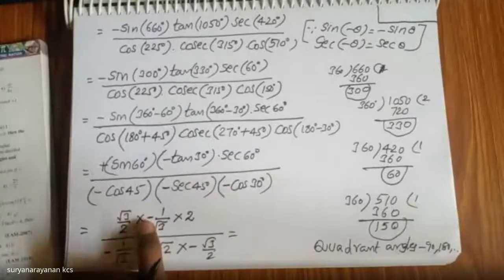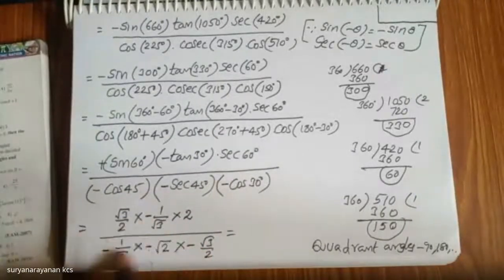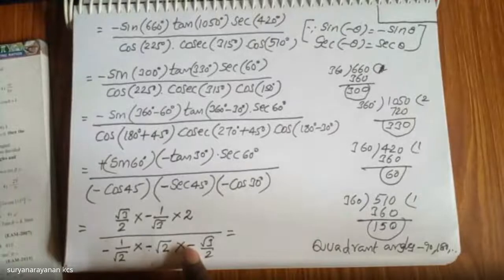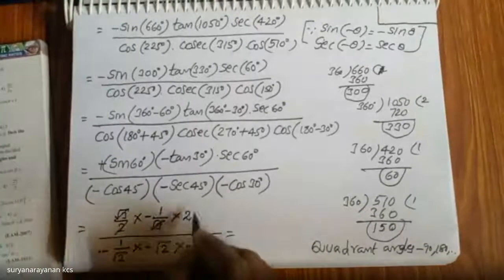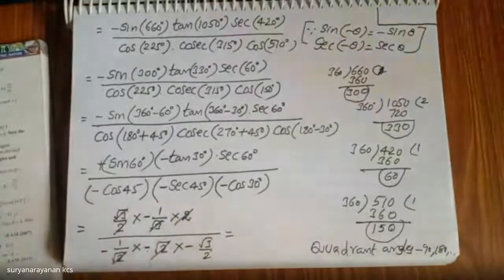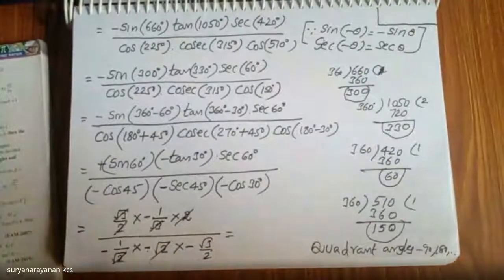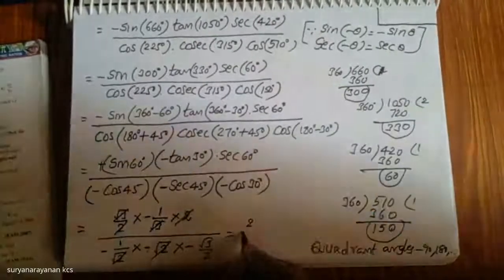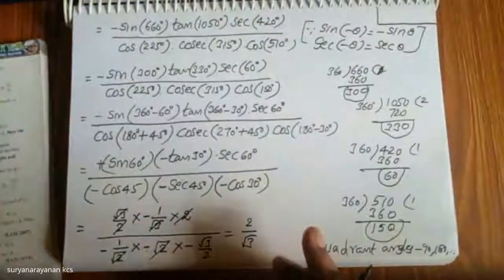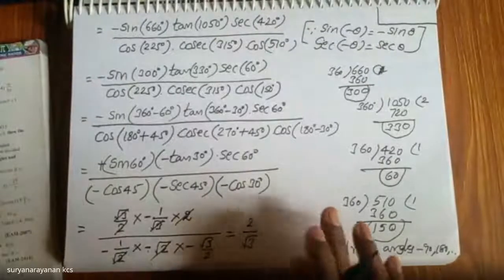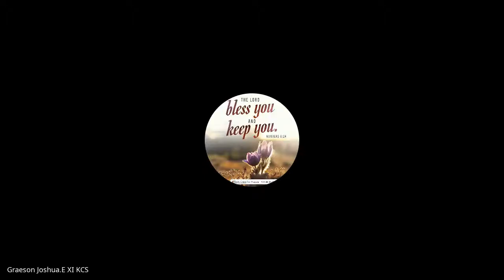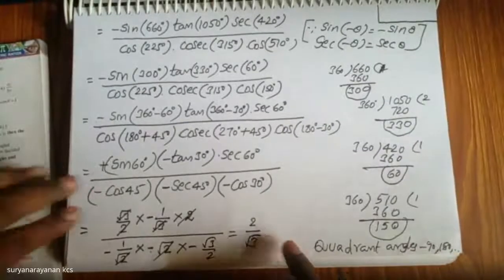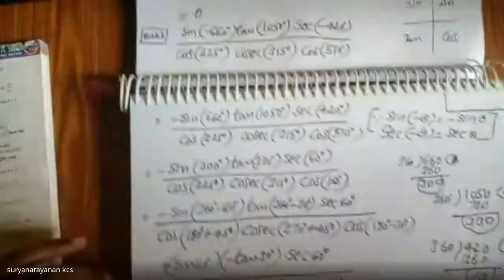Ultimately here we get minus, minus, minus. Totally we get a positive sign. Here root 3 gets cancelled, here 2 gets cancelled, here root 2 gets cancelled. Ultimately what will you get? 2 by root 3. Okay, my children. The third option is the correct option. Next question.